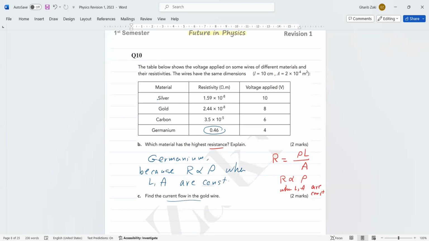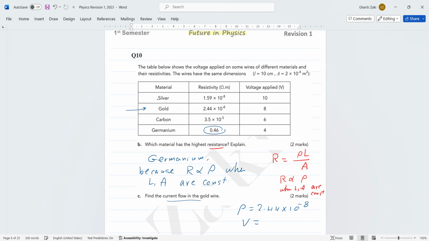Find the current flow in gold. So this is the gold. The gold has resistivity, which is given in the table. It's 2.44 multiplied by 10 to the power negative 8. And it has voltage also, V.